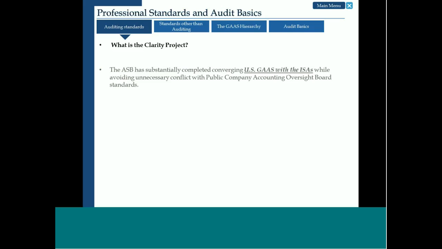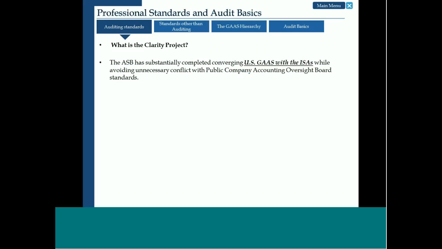What is this? The Auditing Standards Board has subsequently converged US GAAS with ISA. What is this ISA? It is nothing but International Standards on Auditing. Similar to US GAAP, where you have IFRS, similar to US GAAS, you have ISA. In your examination, you are supposed to learn ISA also.